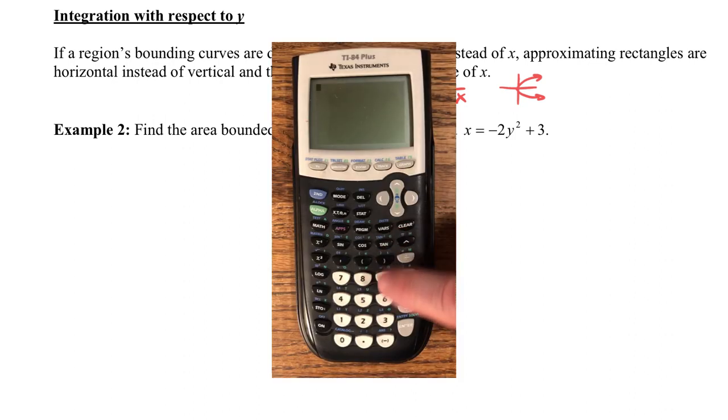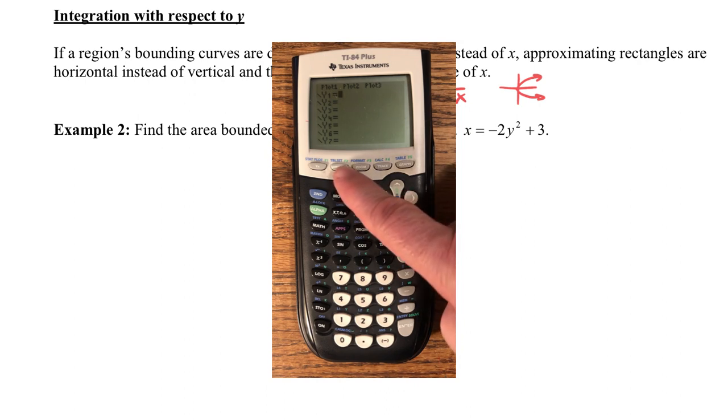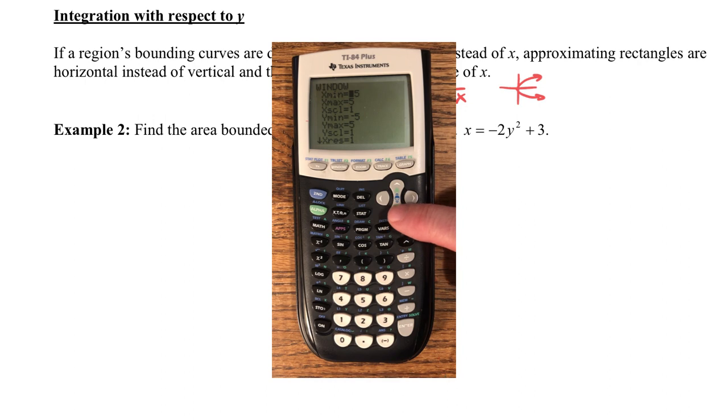What we can do is just go to y equals, make sure nothing is there, clear out any functions, make sure your plots are not highlighted, and then let's go to the window. Go to window, and let's set the minimum for x from -5, and then the max to 5. So -5 to 5. Make sure you use this symbol for the negative. -5 to 5.